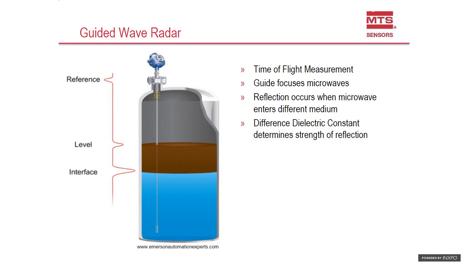Guided wave radar is able to do 2 different levels, so it can do a product level and an interface level. There are restrictions around what the difference in dielectric constants has to be and some other details, so you have to make sure that before you purchase this for an interface measurement, you take a look at the details of the specific guided wave radar that you're looking at purchasing. Not all of these are capable of doing interface, so you just need to make sure you're looking at one that can do interface.